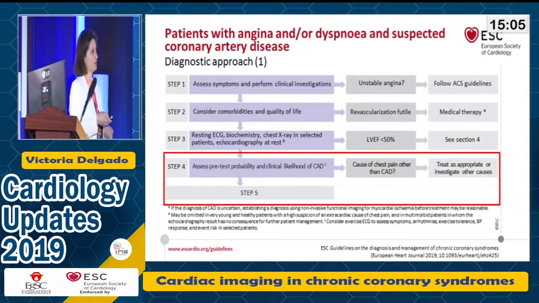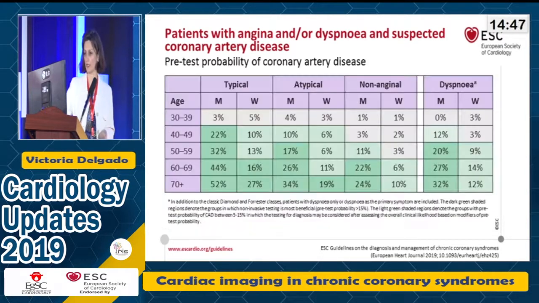So after we have done the resting EKG, the biochemistry and the echocardiography at rest, and the patient has a normal ejection fraction, we need to assess the pretest probability and the clinical likelihood of coronary artery disease. Is the cause of this chest pain a coronary artery disease?